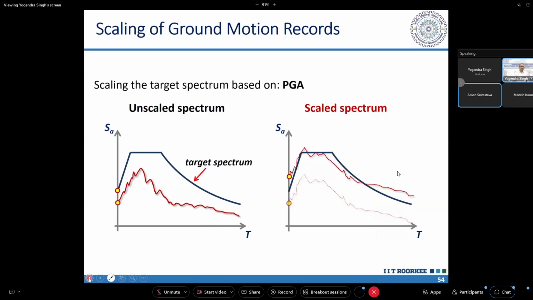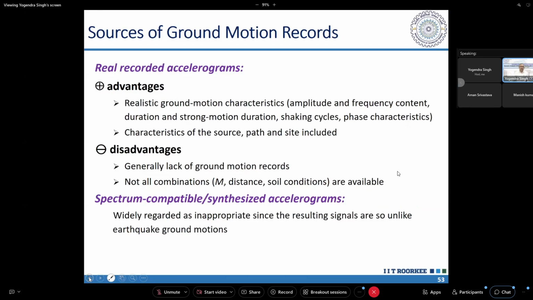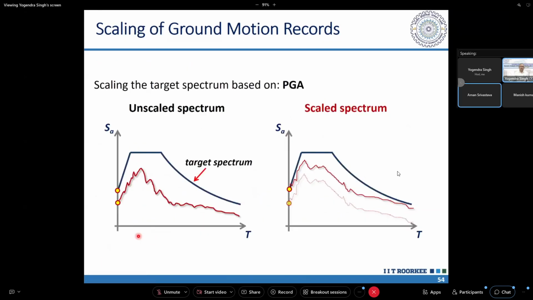Okay, so I will go back to these slides. Right, we heard this one. The next slide was... when we lost connection. So from here I should start. Right, we did the PGA scaling. After that, okay.